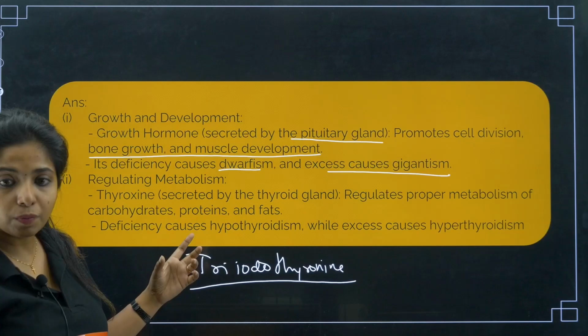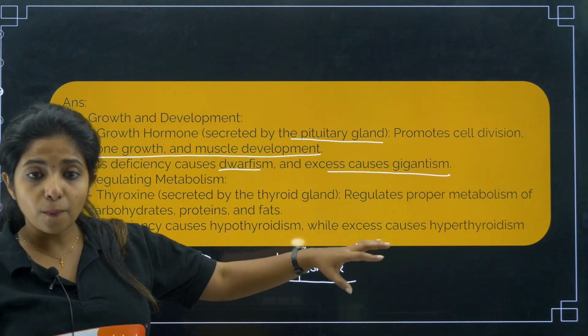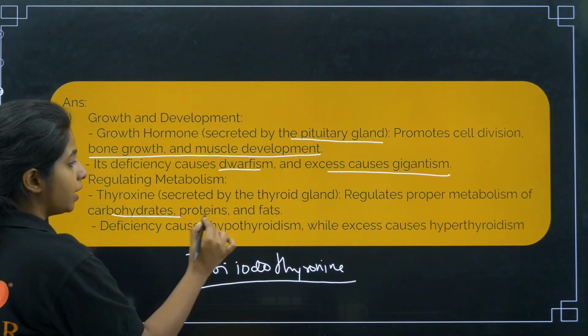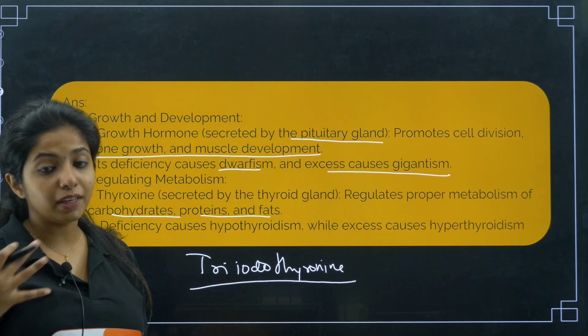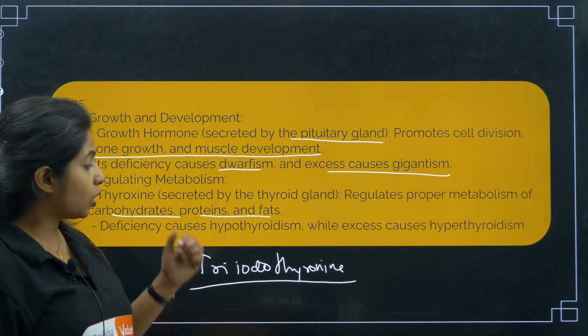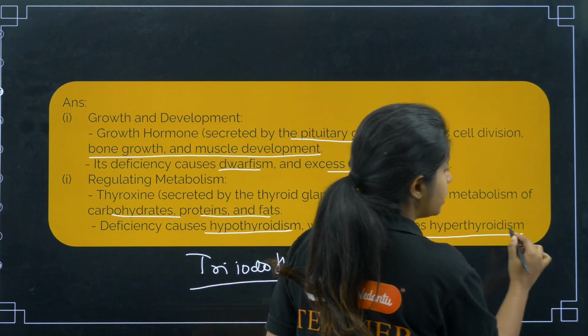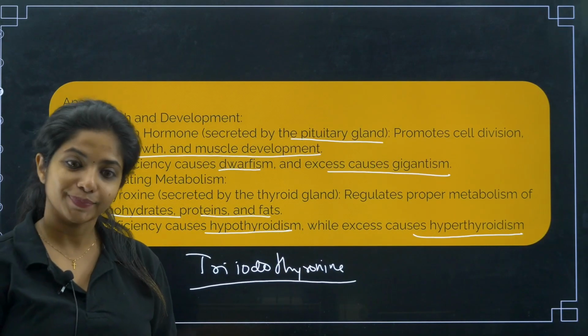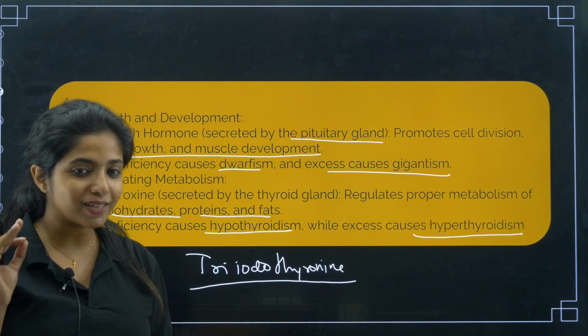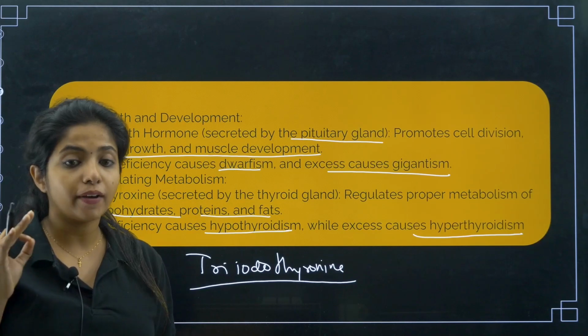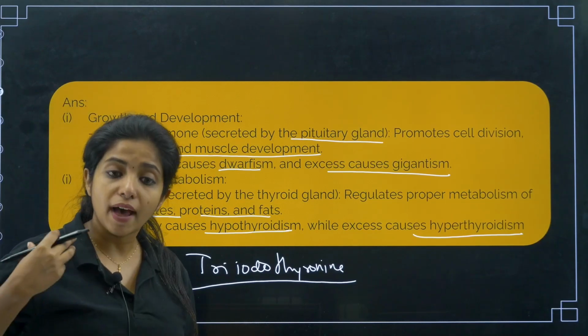So, these two hormones are released by the thyroid gland. It regulates the proper metabolism of carbohydrate, proteins and fat, that is the breakdown and making up of carbohydrate, protein and fat. Now, deficiency would cause hypothyroidism, while excess would cause hyperthyroidism. Cool. Always remember, thyroxine hormones need the presence of iodine, which is why we are told to have iodized salt.